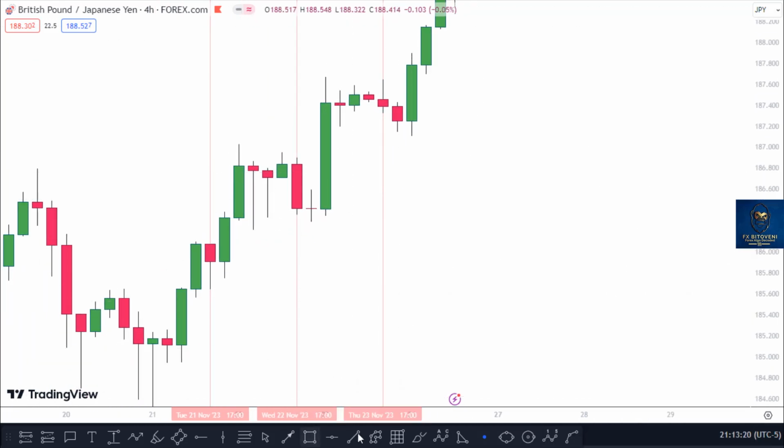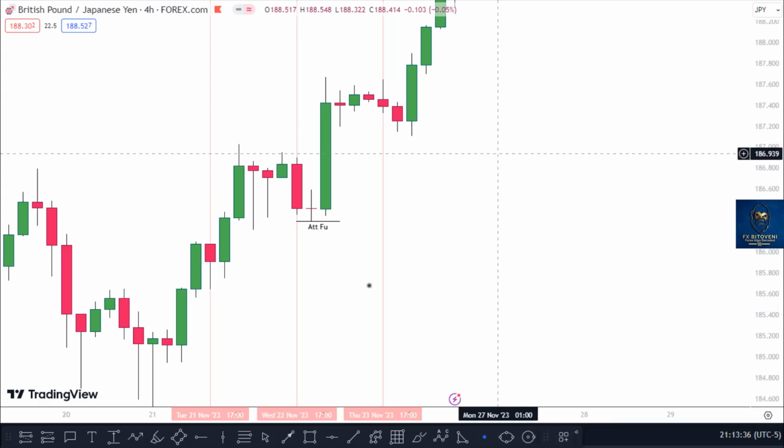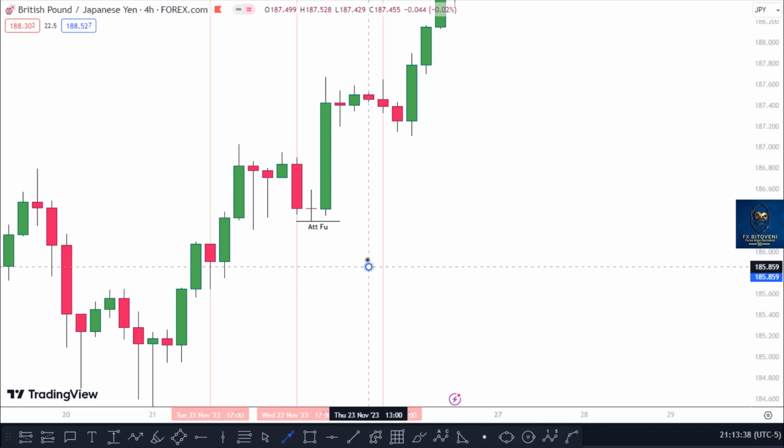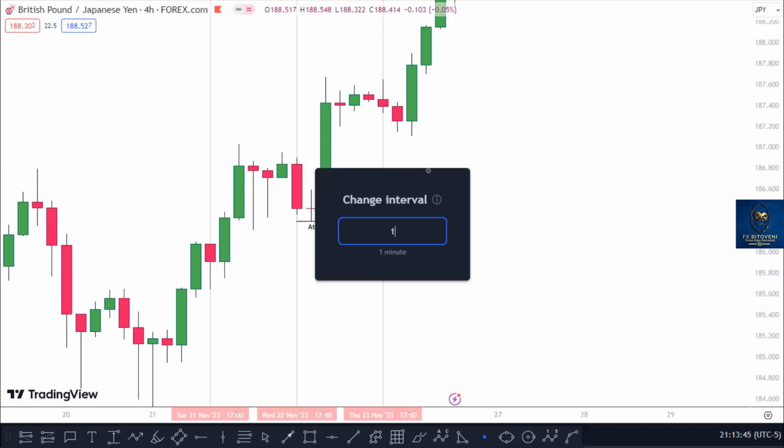Then, for example, until the FU is formed here, now you understand that the price is likely to go higher. Now you know you are going to study this candle to see how you can catch the move. So you go to a time frame like M15. Make sure everything matches your trading sessions. London session, New York session.